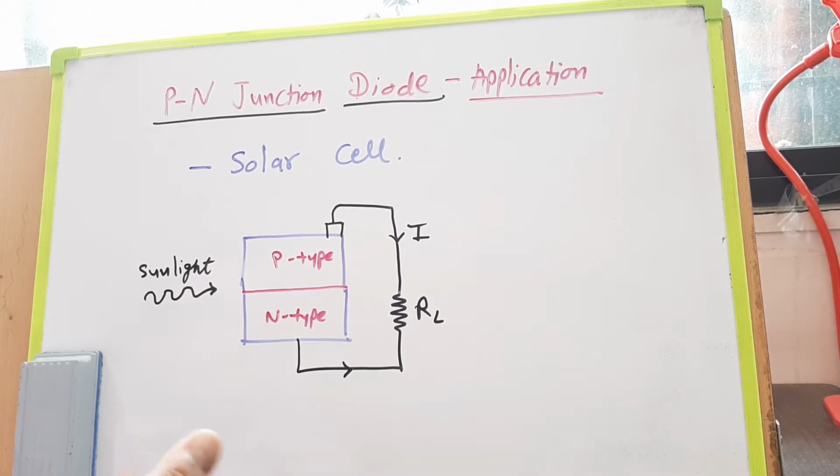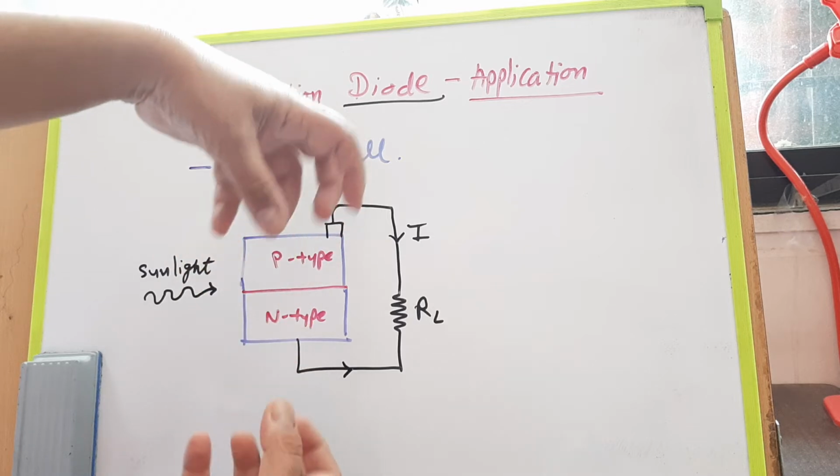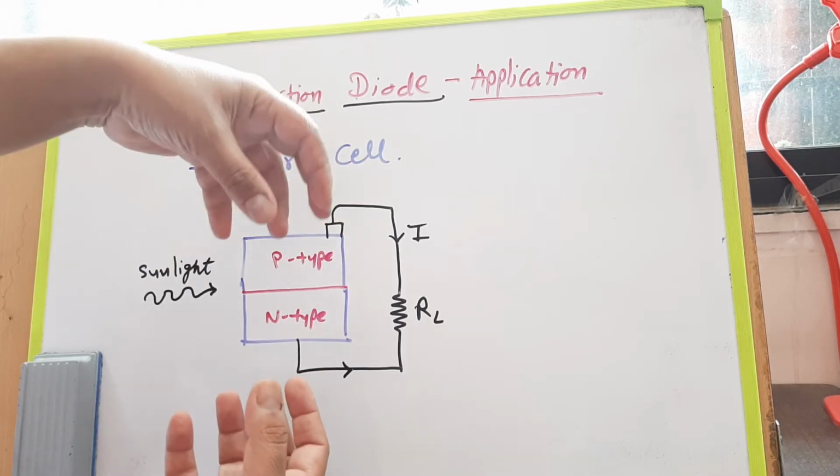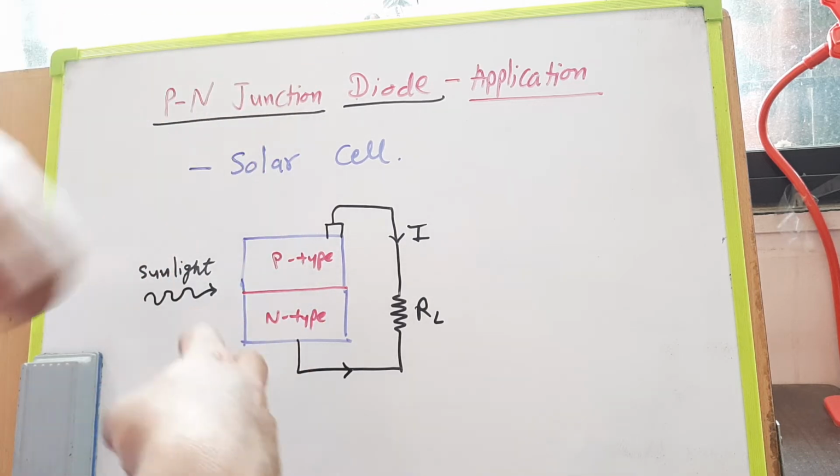So what happens is, when sunlight falls on the barrier, hole and electron pairs are generated. So the hole goes to the p side, and the electron goes to the n side.